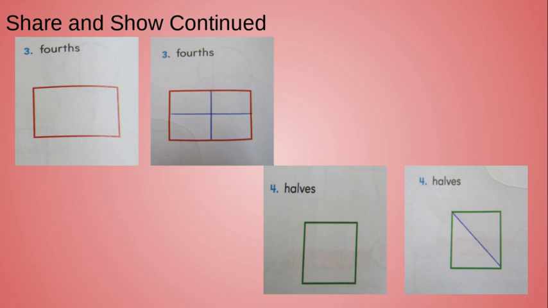Make sure you're taking your time drawing your lines. You want them to look neat so that they show equal parts. Number 5 says we need to divide this circle into fourths, 4 equal parts. Here's how I drew that one.